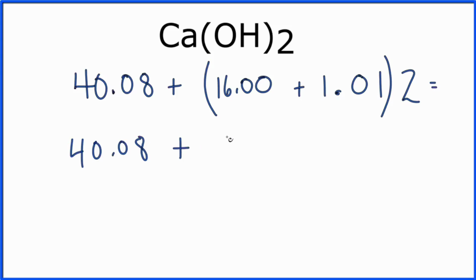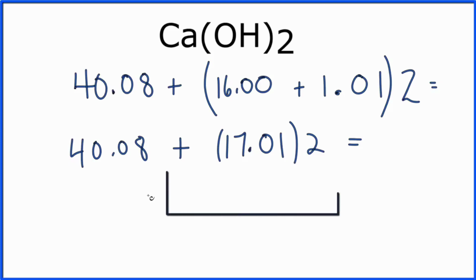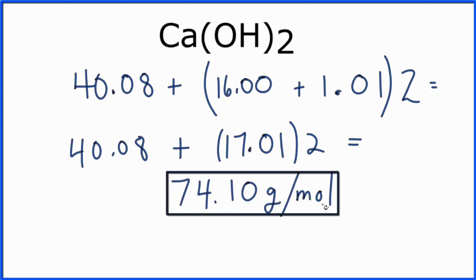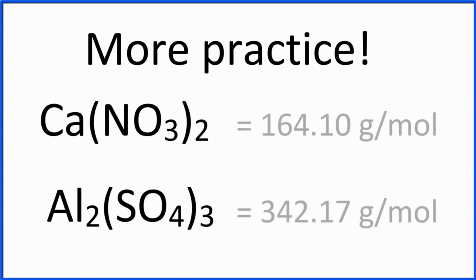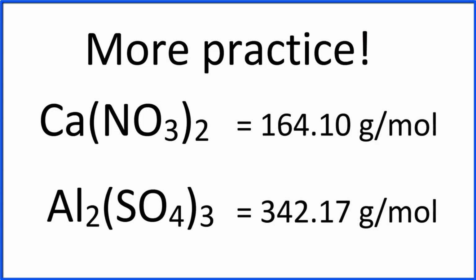40.08 plus 17.01 times 2, and then I'll just add these 2 numbers together to get the molar mass for calcium hydroxide, CaOH2. So pause and give these 2 a try. So check your work. If you're having problems, in the description there are links to full videos for each one of these compounds.